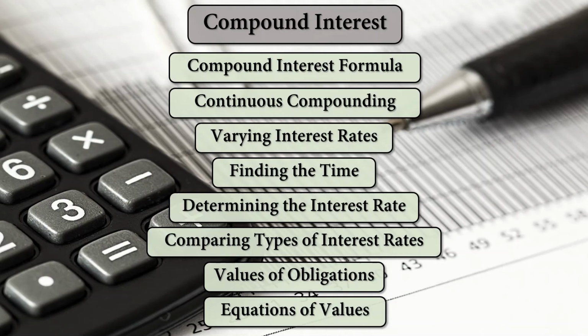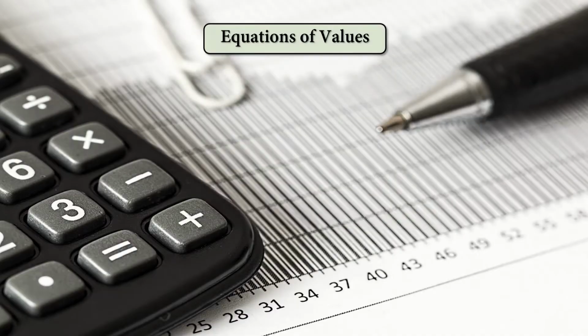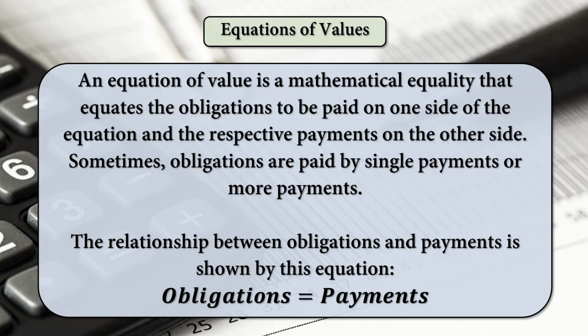And we are done with our last subtopic under the compound interest, the equations of values. So an equation of value is a mathematical equality that equates the obligations to be paid on one side of the equation and the respective payments on the other side. Sometimes obligations are paid by single payments or more. And again, a comparison date is chosen to serve as an objective and accurate point of reference. And the relationship between obligations and payments is shown by this equation. Obligations is equal to payments.